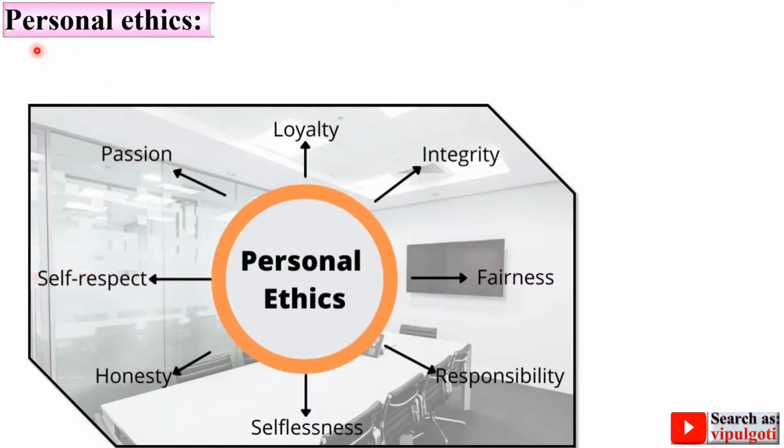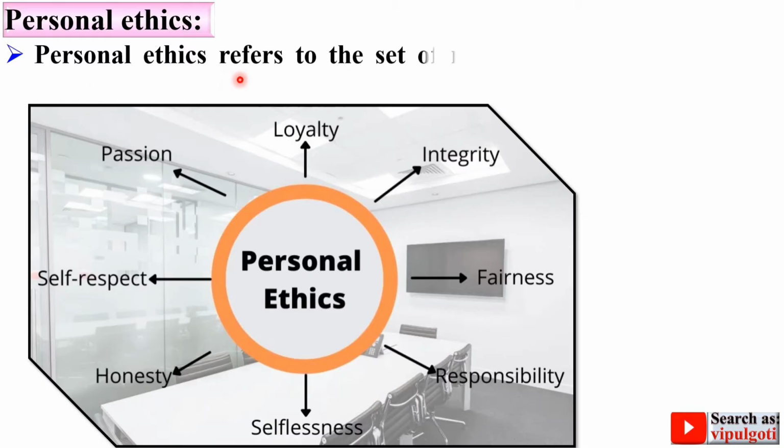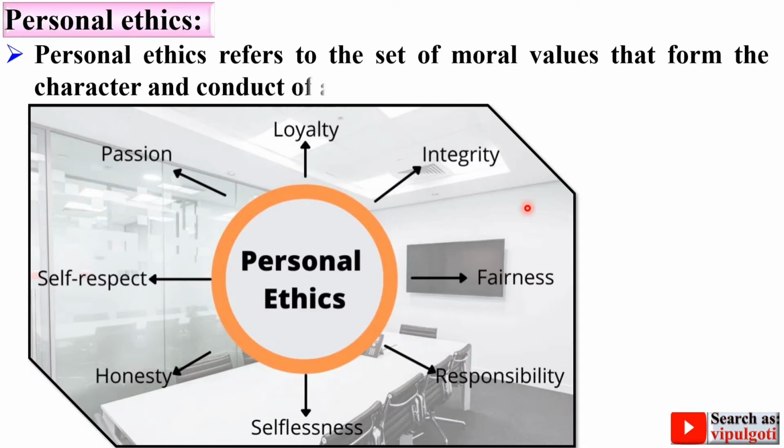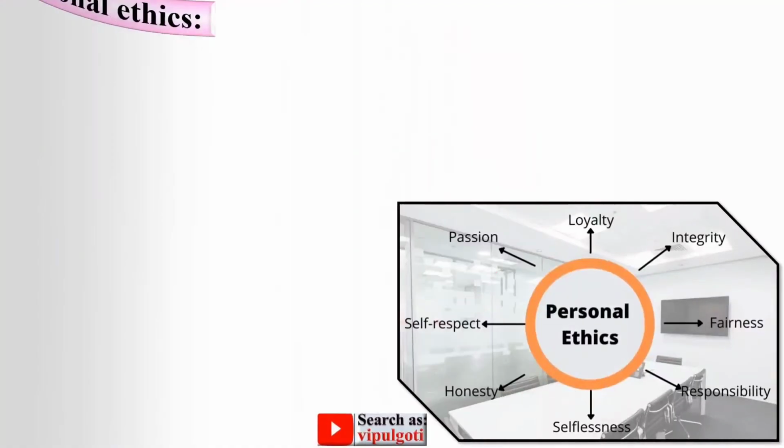Now let's start with personal ethics. And these are the different characteristics of personal ethics. Personal ethics refer to the set of moral values. Here you can see these all are moral values that form the character and conduct of a person. So these are the different moral values that form the character of individuals and the conduct of a person.